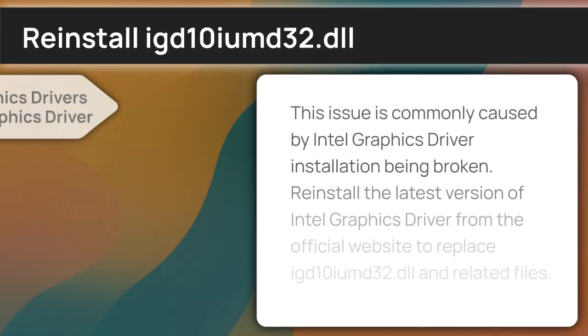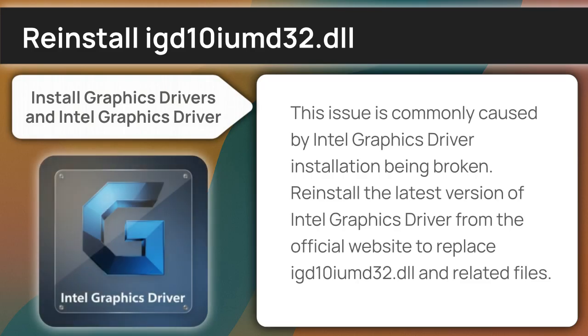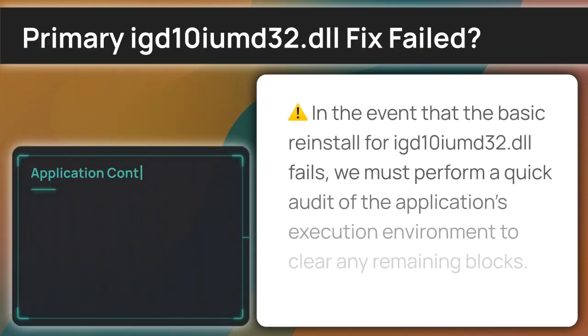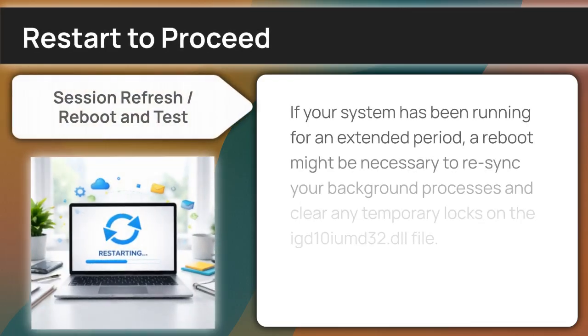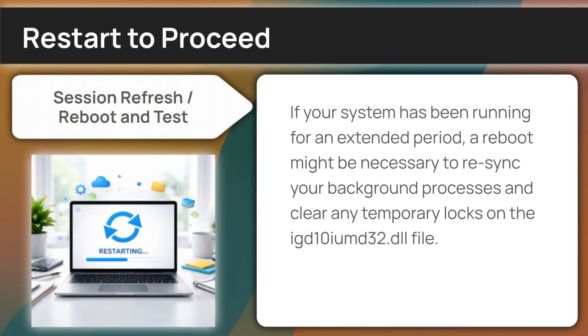Because the Intel Graphics User Mode 32 DLL is required by Intel Graphics Driver to initialize correctly, a standard repair is needed. Reinstalling the official version of Intel Graphics Driver ensures all required application DLLs are restored to their proper paths. In the event the error remains visible, it indicates we need to verify the environment's ability to register new shared resources. A full system restart clears the temporary memory cache and allows Windows to attempt a fresh initialization of all required libraries, including the Intel Graphics User Mode 32.